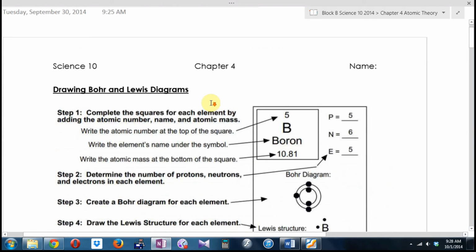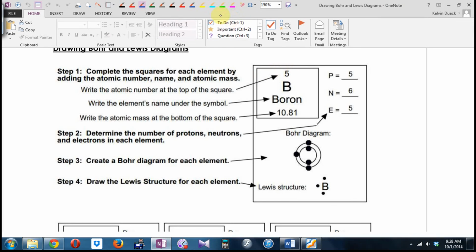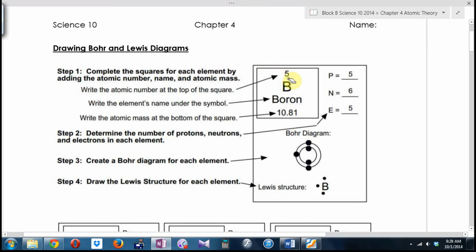So the instructions say, for the first page, you're going to be doing kind of like mini periodic table squares. It says, step 1, complete the squares by adding the atomic number, the name, and the atomic mass. So you're going to put the atomic number right here. Atomic number goes right here. Name goes here. Mass goes here. You're going to get that from your periodic table.